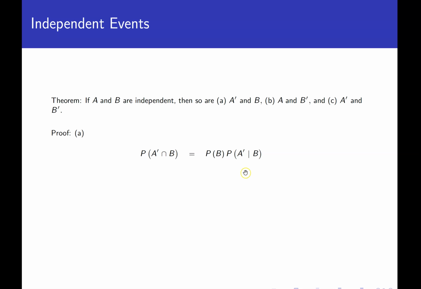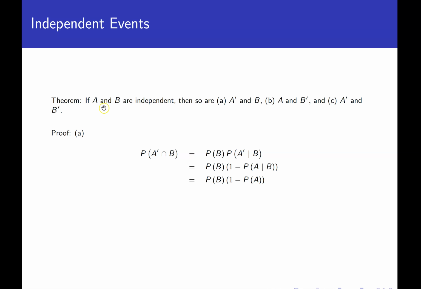So we know from the conditional probability formula that the probability of A complement intersect B is the same thing as the probability of B times the probability of A complement given B. Then we can replace the conditional probability with 1 minus the conditional probability of A given B. That's because we know that these are either-or in the sense of conditional probability, either this happens or this happens.